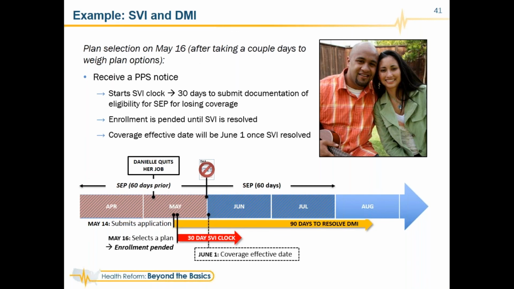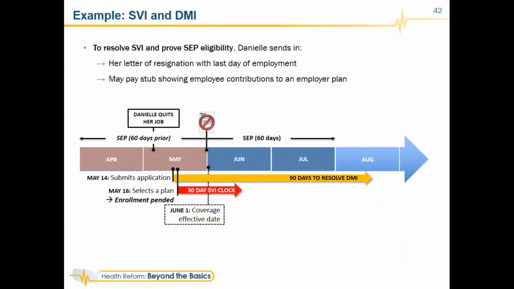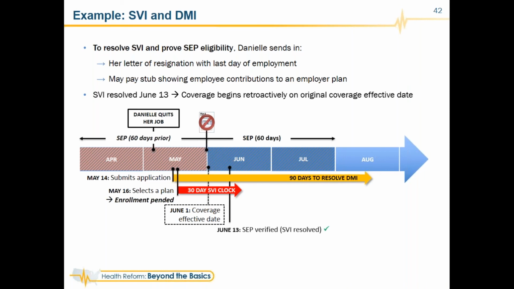So let's start with how they can resolve their SVI. Danielle sends in a few documents in early June. She sends in her letter of resignation with her last day of employment, and she also sends in a May pay stub showing employee contributions to an employer health plan. This resolves her SVI. But you may have noticed that this resolution occurred past the day when coverage was supposed to begin. So what happens?